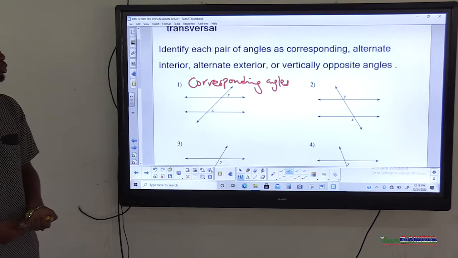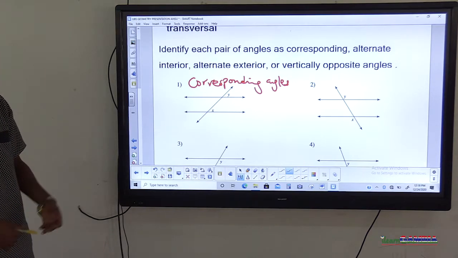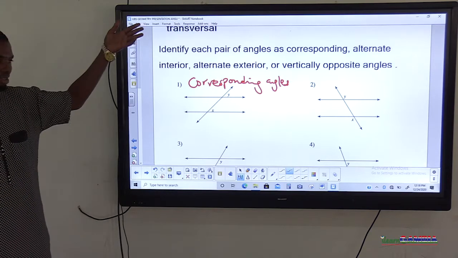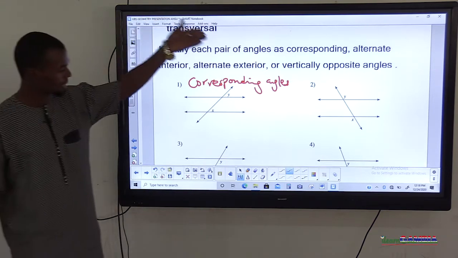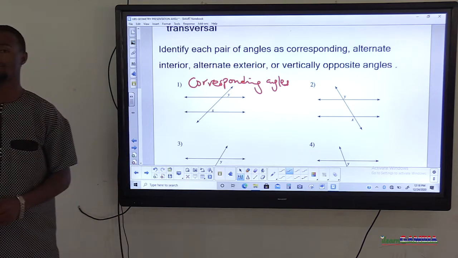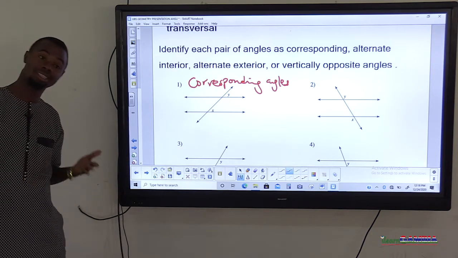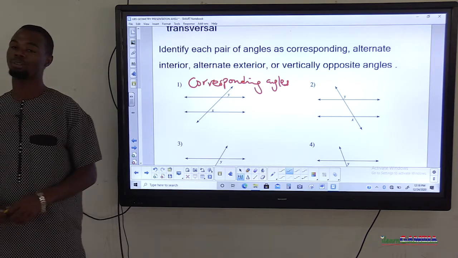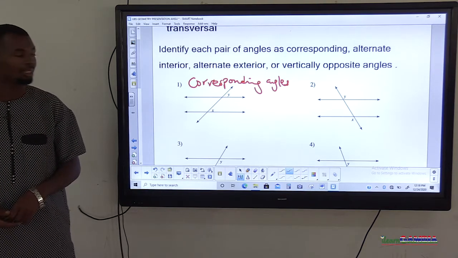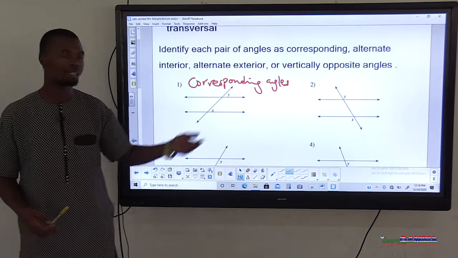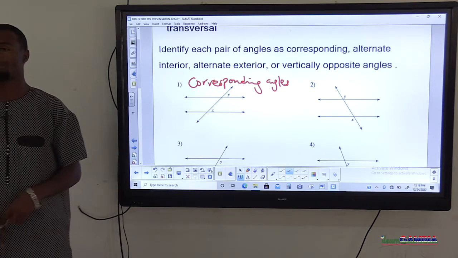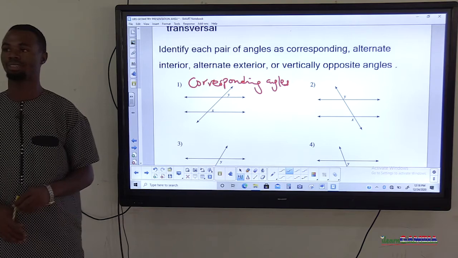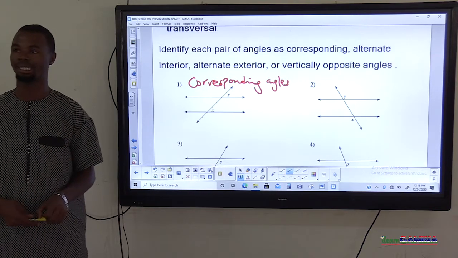We look at number 2. X and Y are both exterior angles. Y is exterior and X is exterior, and they are on opposite sides of the transversal. What type of angles are they?